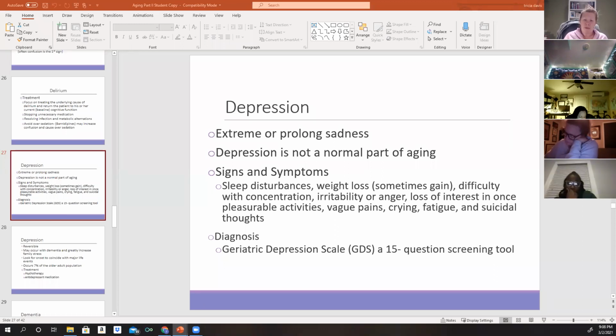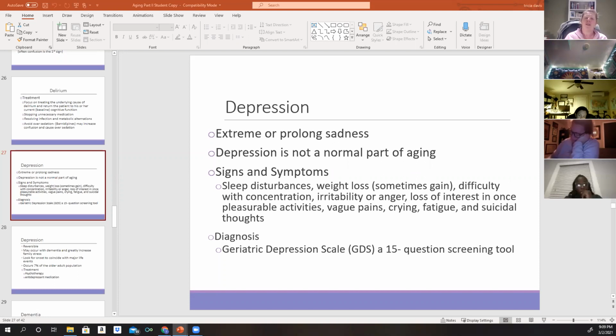Some of the signs and symptoms you may see is they may have sleep disturbances. Well, as you get older, sometimes you have sleep disturbances, especially if you're up peeing all night. Weight loss or gain. We gave you all the reasons why just a few slides back, why they start having nutritional deficiencies and why they lose weight. Difficulty concentrating is a sign. You might notice that they're more irritable or angry, and they may have a loss of interest in previously pleasurable activities. Well, we also said that if they can't hear and they can't see, that also tends to have them withdraw and not be as social.